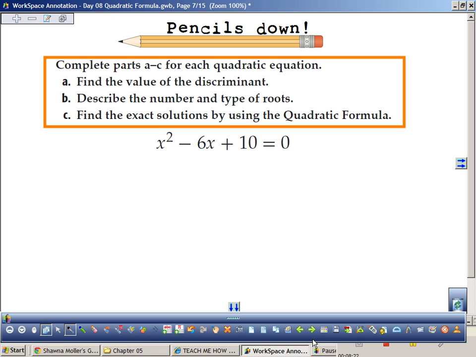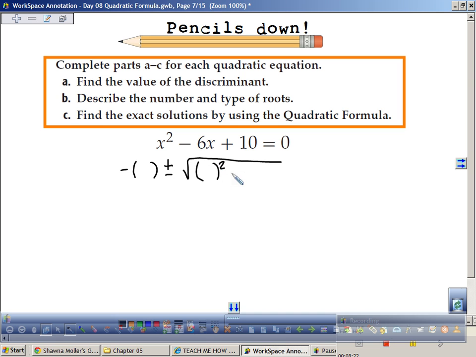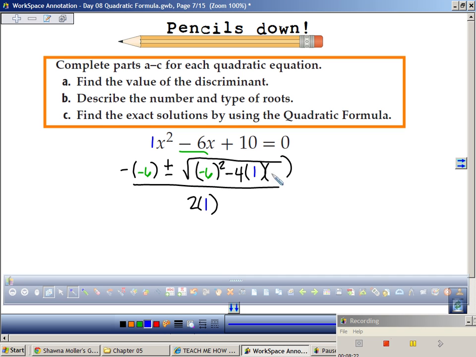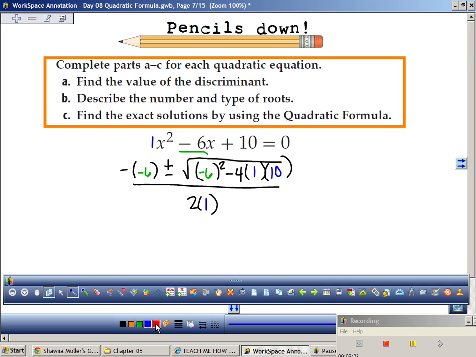Okay. Last one. Want to do it together? Let's get it over with. Negative b plus or minus the square root of b squared minus 4ac all over 2a. A is 1. B is negative 6. And C is 10.